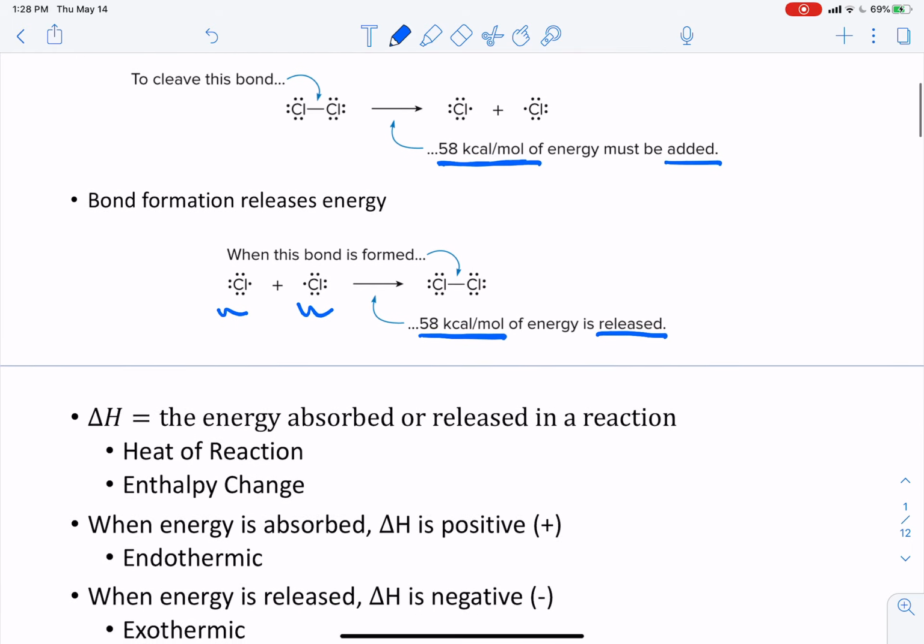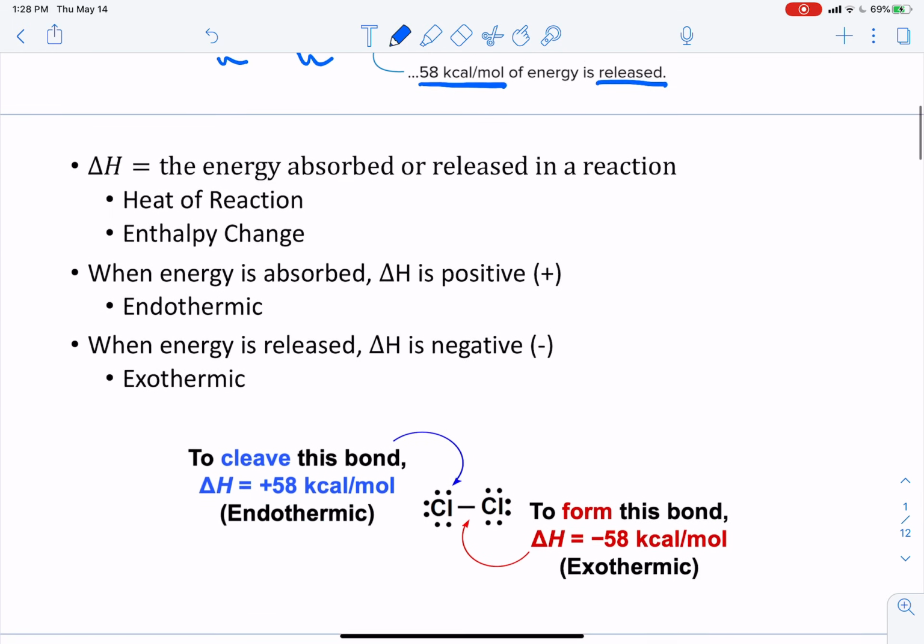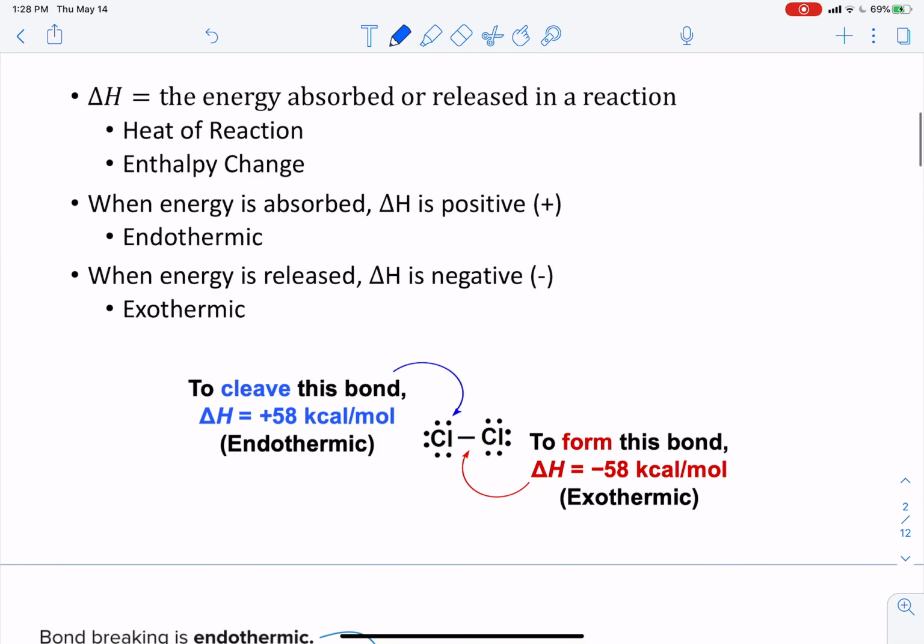So how do we quantify this? How do we put this into numbers so we can put it on a chart for ourselves and we can easily see how much it costs us to break different bonds and how much energy is released when we make certain bonds? Well, we call this whole concept delta H. So this is the heat of reaction. It's also called the enthalpy change. Enthalpy is just a fancy word for heat.